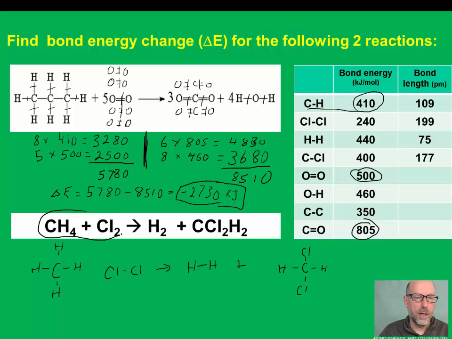We start off with these molecules, and we would have to break all of these bonds. CH bonds, 4 of them, a Cl-Cl bond, and we would build an H-H bond, and we would build 2 CH bonds, and 2 C-Cl bonds. And so we would just do the math like we did before.